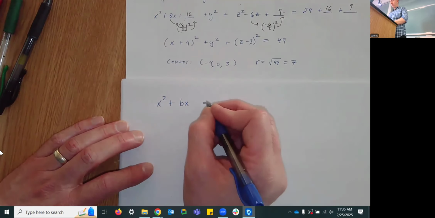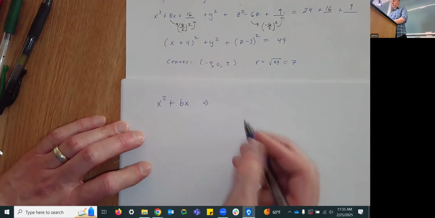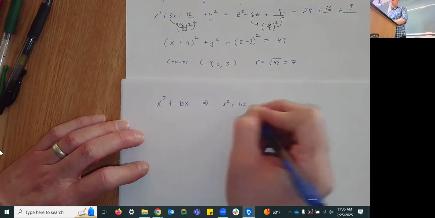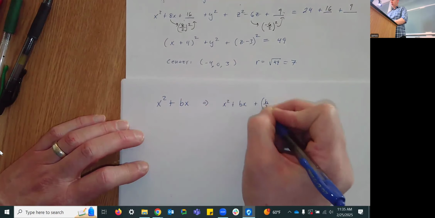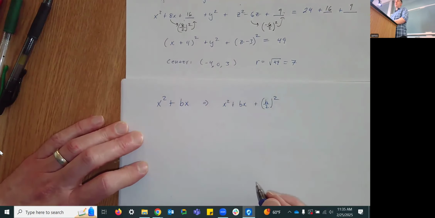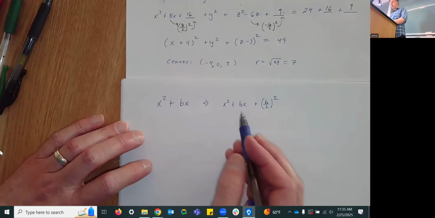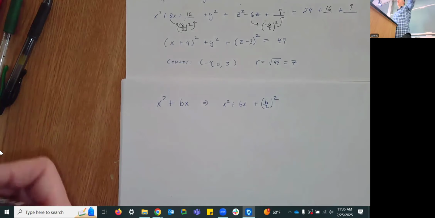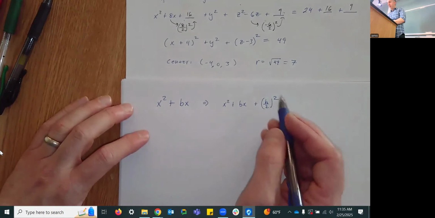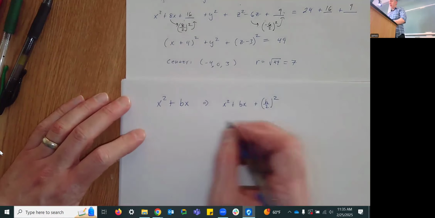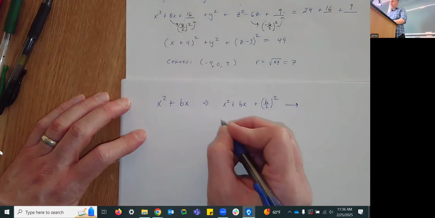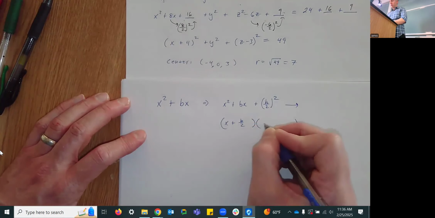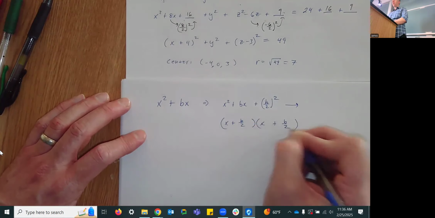we're just going to complete the square. So we're going to add on half of b squared. And the reason we're doing the thing we're doing is to get the result we want. Because when you add this number on, whatever it happens to be, this is always going to factor as x plus b over 2 times x plus b over 2.